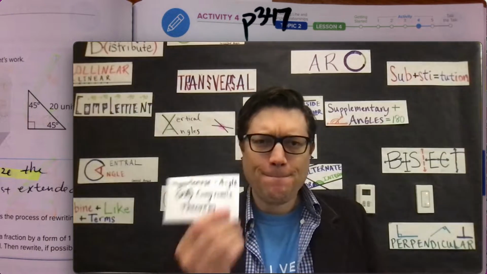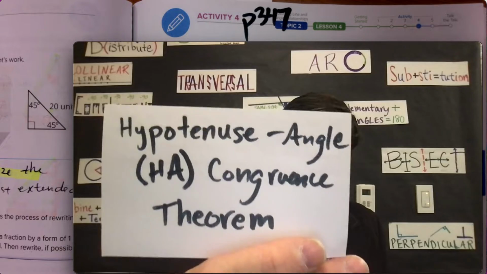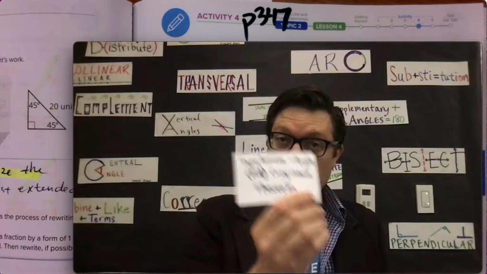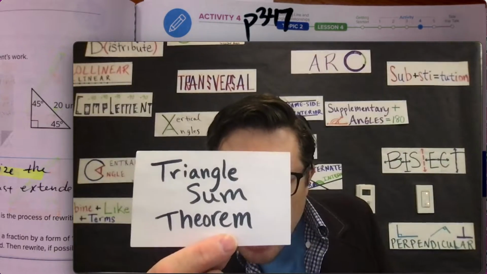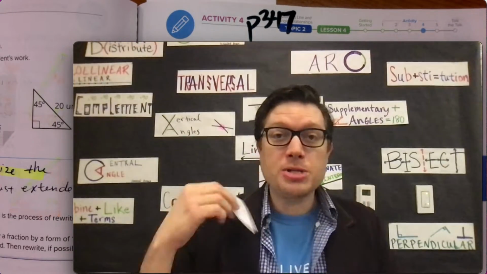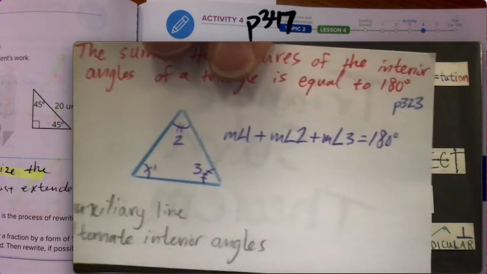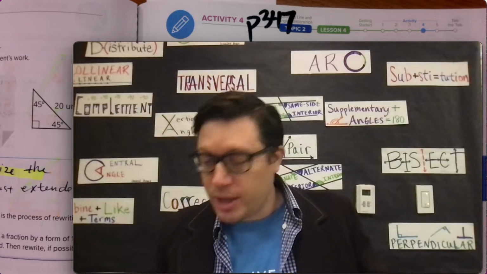We're going to talk about this today. Here it is: Hypotenuse-Angle, HA, Congruence. And then we're also going to be using the triangle sum theorem with some notes on the back. Reminder, the triangle sum theorem says that all three angles in a triangle add up to 180 degrees.